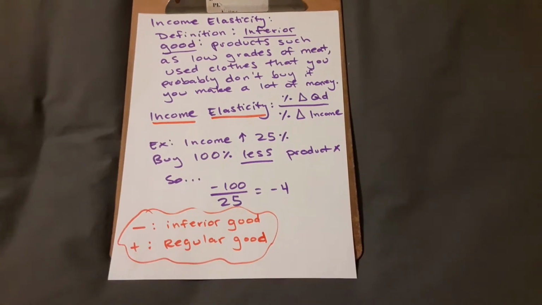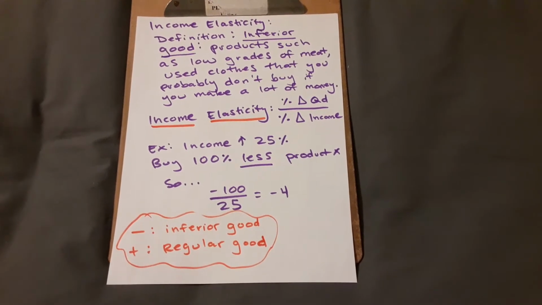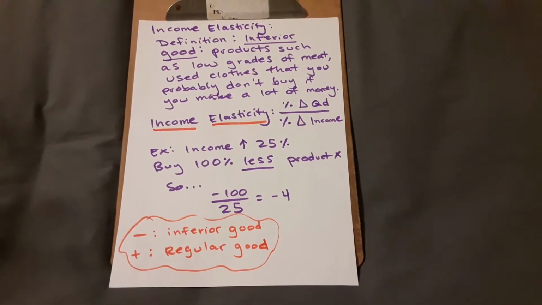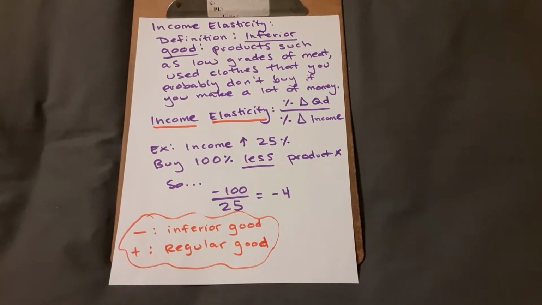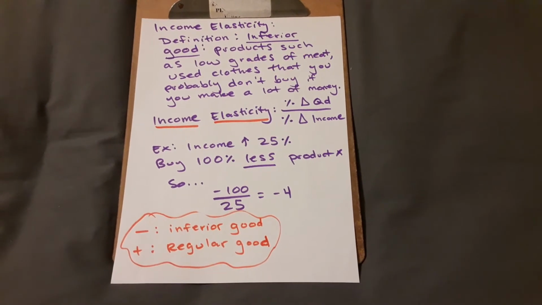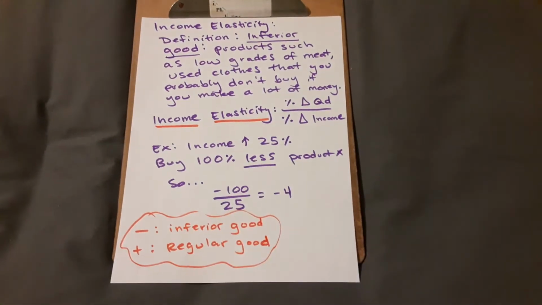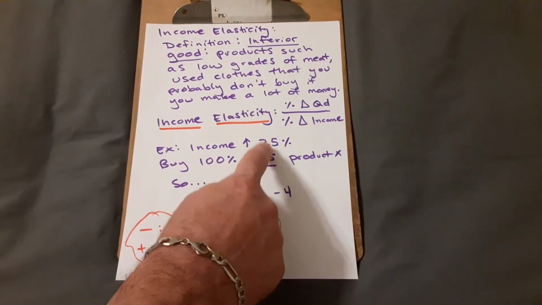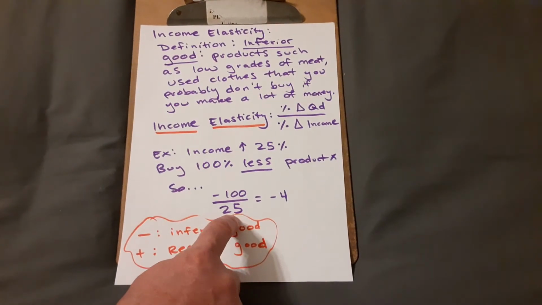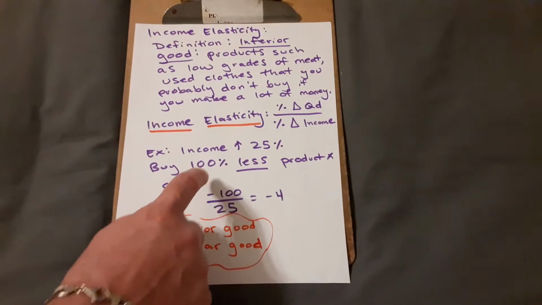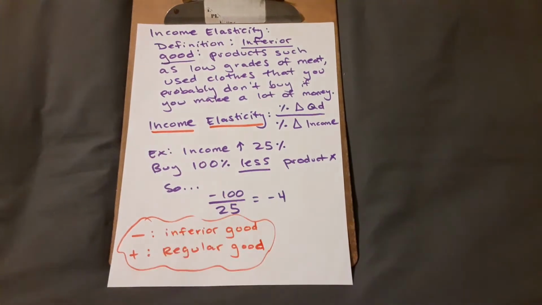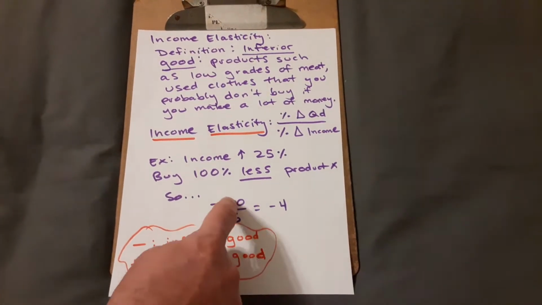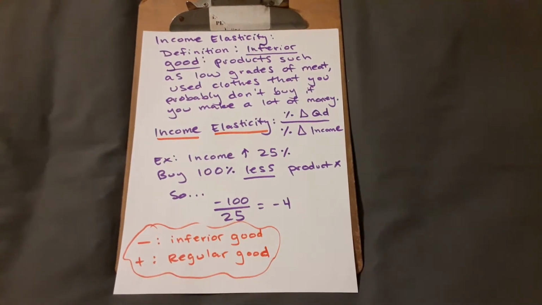Just make sure that you pay attention to whether your income is going up or down, or if you're buying more or less, because that's really what matters here. So our formula is percentage change in quantity over percentage change in income. Our income went up by 25%, so our denominator is positive 25. We bought 100% less of product X, so our numerator is negative 100. Negative 100 over 25 gives us a negative 4.